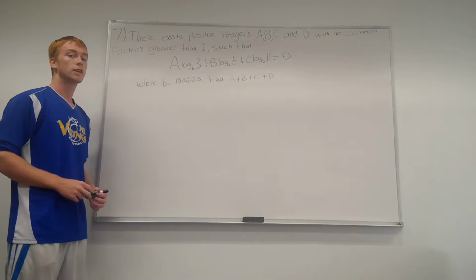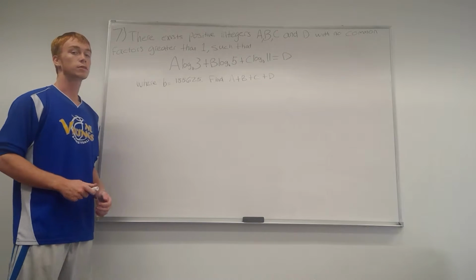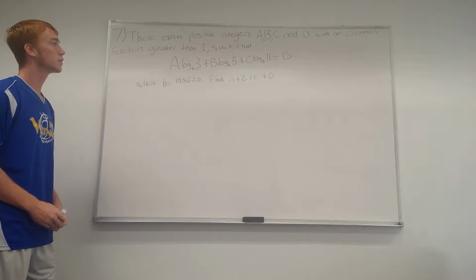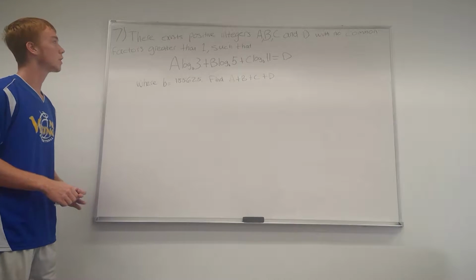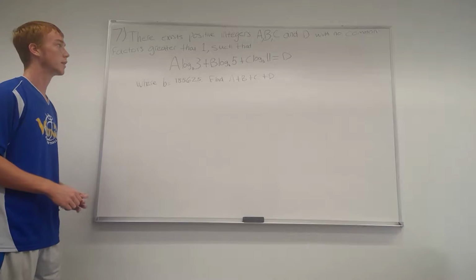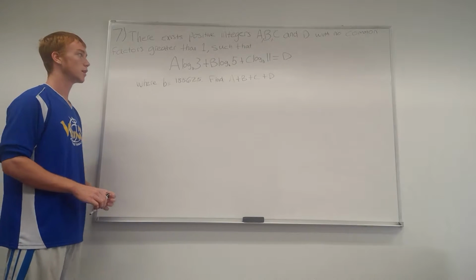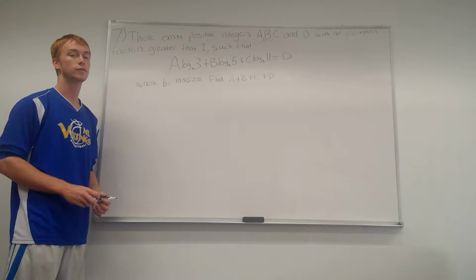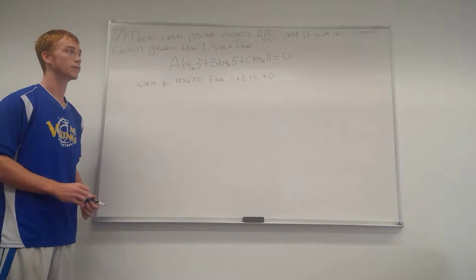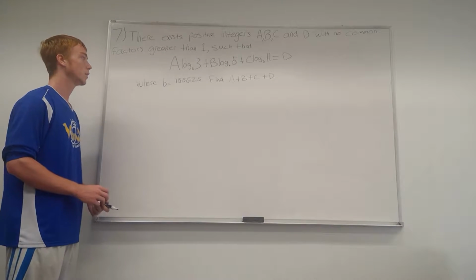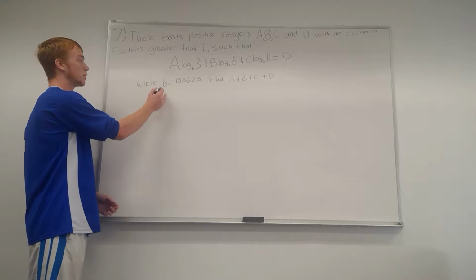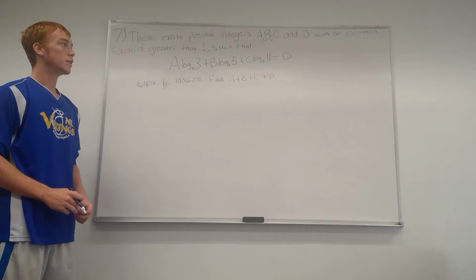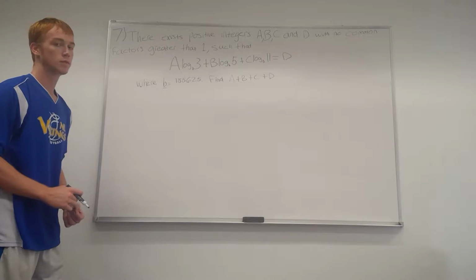Hi, I had problem number 7 in problem set 4. Problem number 7 reads: there exist positive integers a, b, c, and d, with no common factors greater than 1, such that a log base b of 3 plus b log base b of 5 plus c log base b of 11 equals d, where b equals 185,625, that's lowercase b. Find a plus b plus c plus d.